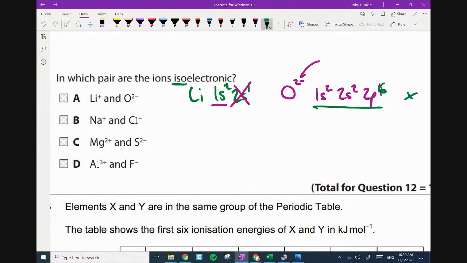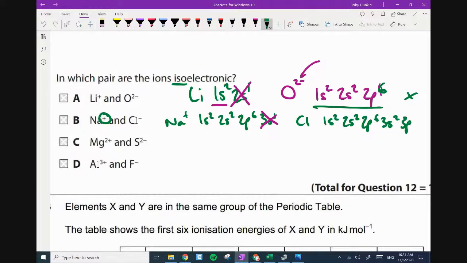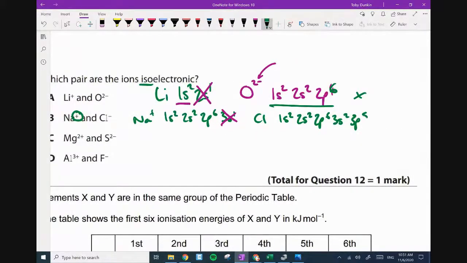Next, sodium 1+. Sodium is number 11. So Na+ is going to be 1s2, 2s2, 2p6, 3s1 for sodium, but it's a positive ion, so we lose this one. Next one, chloride ion. For chlorine, which is element number 17, 1s2, 2s2, 2p6, back to the beginning, 3s2, skip over 3p, I need to get to 17, 3p5, but it's now an ion, gain an electron. They are definitely not the same.